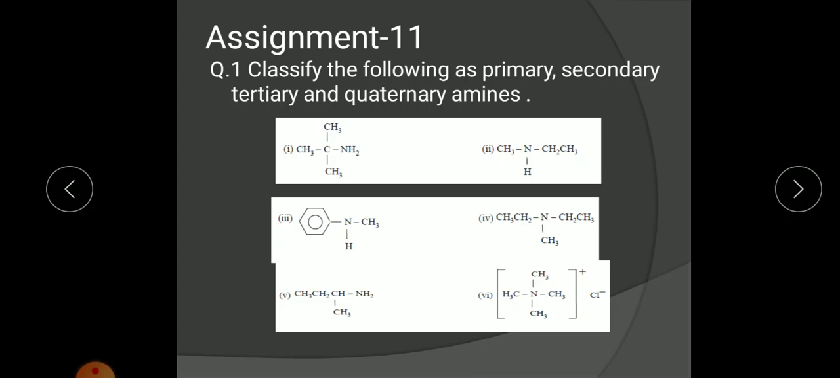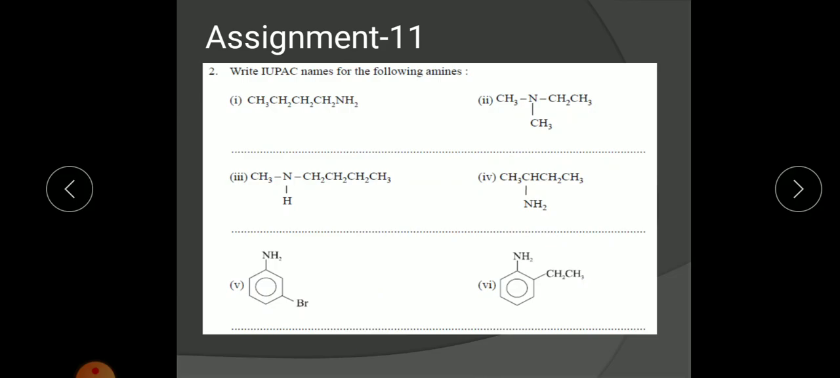Now today's assignment, assignment number 11. Classify the following as primary, secondary, tertiary and quaternary amines. We have seen in the beginning how we classified them, so you just classify them. Number 1, for this structure, write whether it is primary, secondary or tertiary. Similarly, for numbers 2, 3, 4, 5 and 6, you just need to classify them as primary, secondary, tertiary or quaternary amine. Question number 2, write the IUPAC names of the following amines. Write down the IUPAC name of each of these compounds. Complete this assignment and send it to my mail.